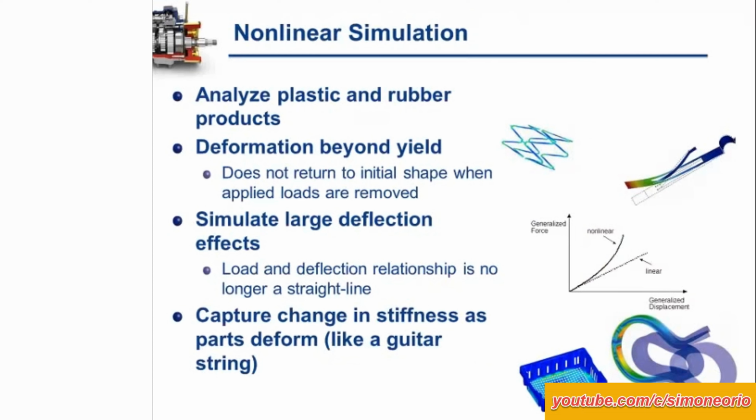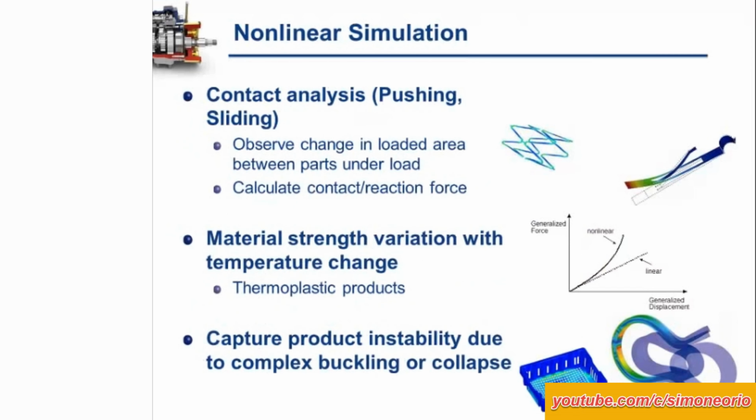So plastic and rubber, bending metals beyond yield, large geometric displacements, or the stiffness of the system changing as the loads are applied. These count as nonlinear phenomena that we would need a nonlinear solver to capture. Contact, such as a hook over a striker, changing material strengths with temperature, or if we're looking to capture full buckling phenomena as a structure loses its stiffness as it begins to crinkle.